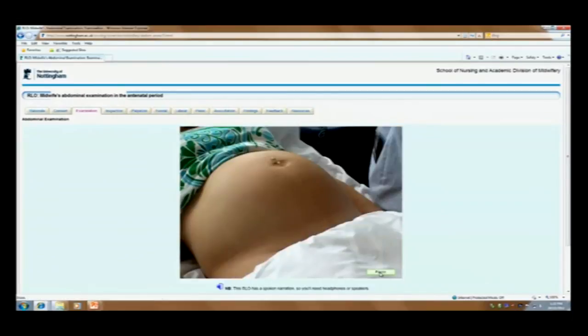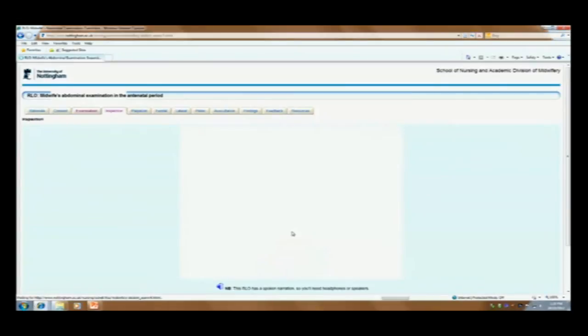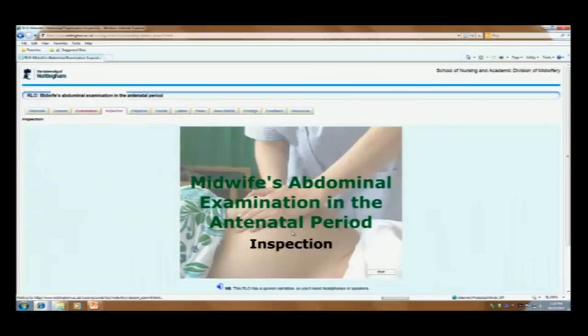Abdominal examination. This is comprised of 3 elements: inspection, palpation, and auscultation of the fetal heart. Right, so if we go to inspection. And then it takes ages to load.